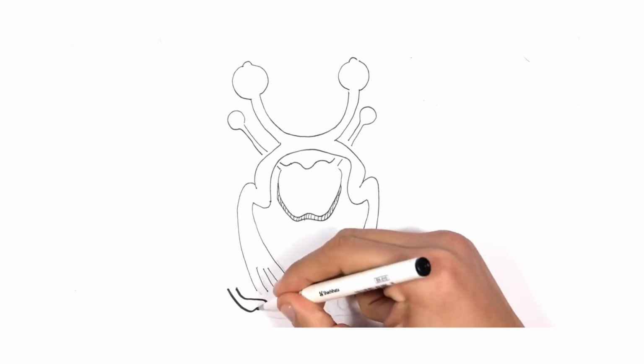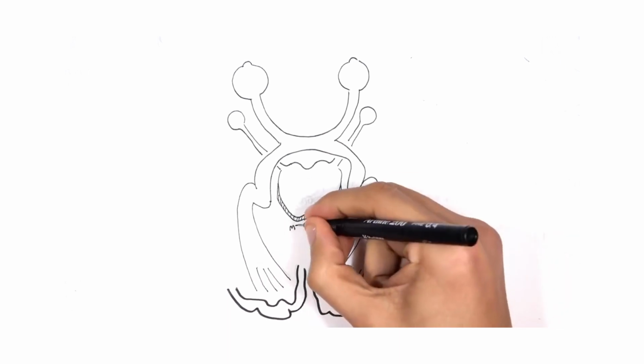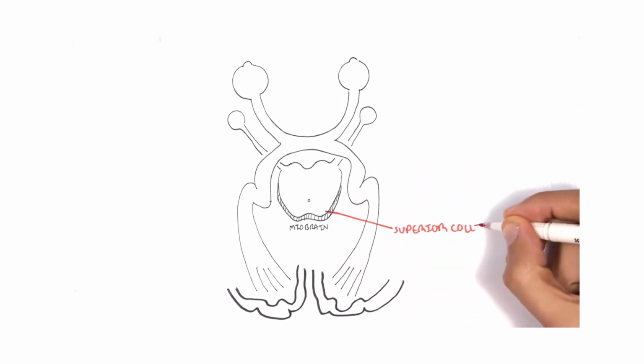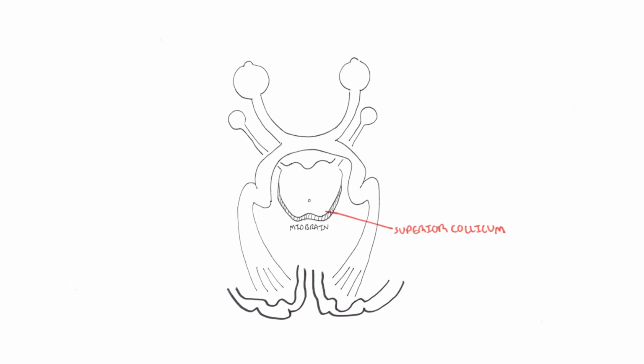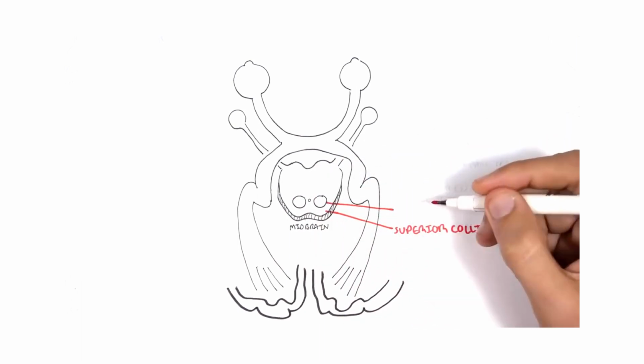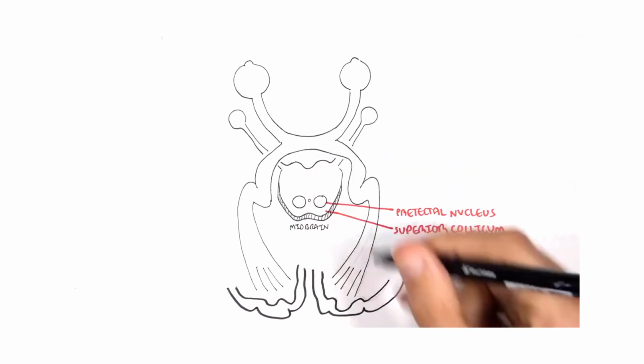But here I'm drawing the midbrain in the center because it is important in the light reflex. The midbrain contains many anatomical structures and nuclei that are important in the light reflex. From the back of the midbrain, we have the superior colliculus, and then we have the pretectal nucleus. In front of the pretectal nucleus, we have the nucleus of Edinger-Westphal.